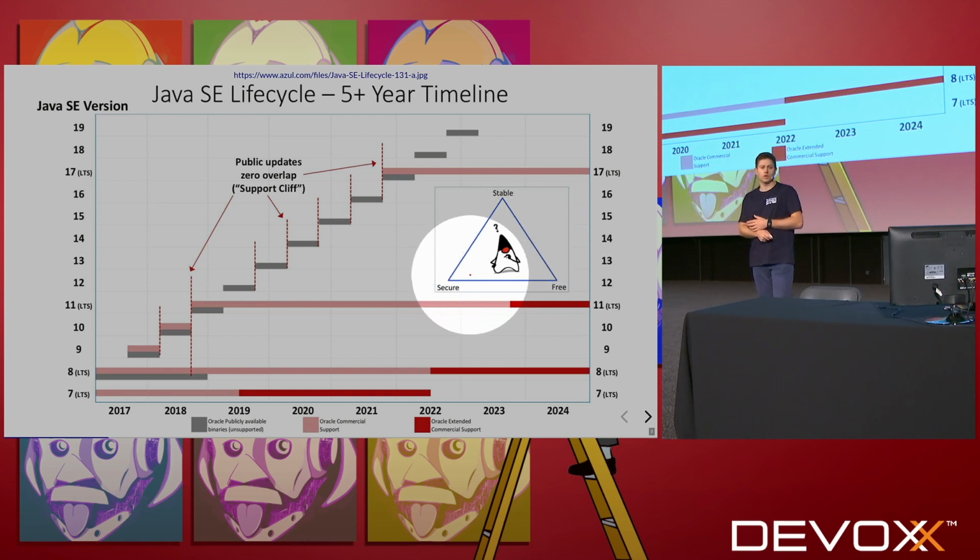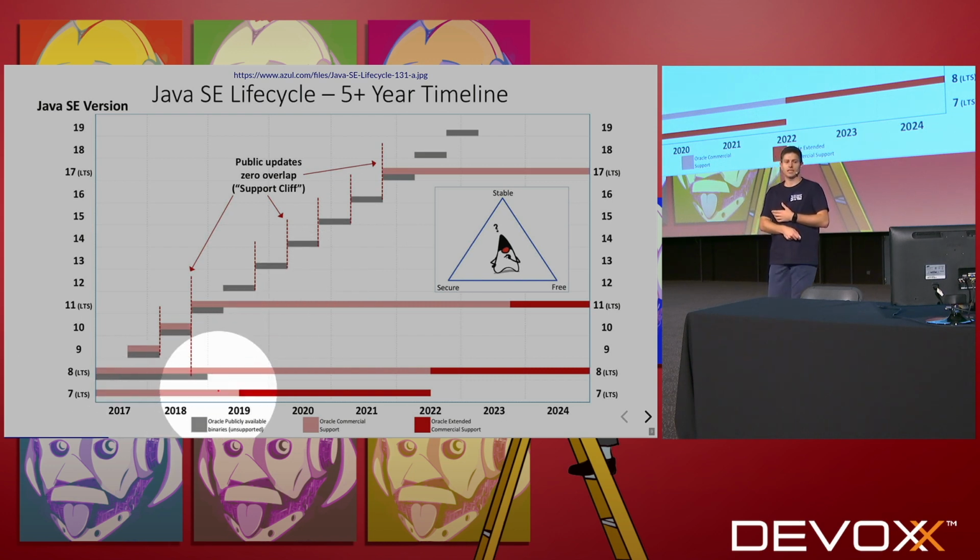If, like me, you always pick the secure corner, then this leaves us one more option to choose, meaning you can either be stable, meaning you don't have to upgrade every 6 months, but then it's not free, you have to pay, or you're going for the free version, and then you have to challenge this support cliff, meaning you have to upgrade every 6 months, every half a year.